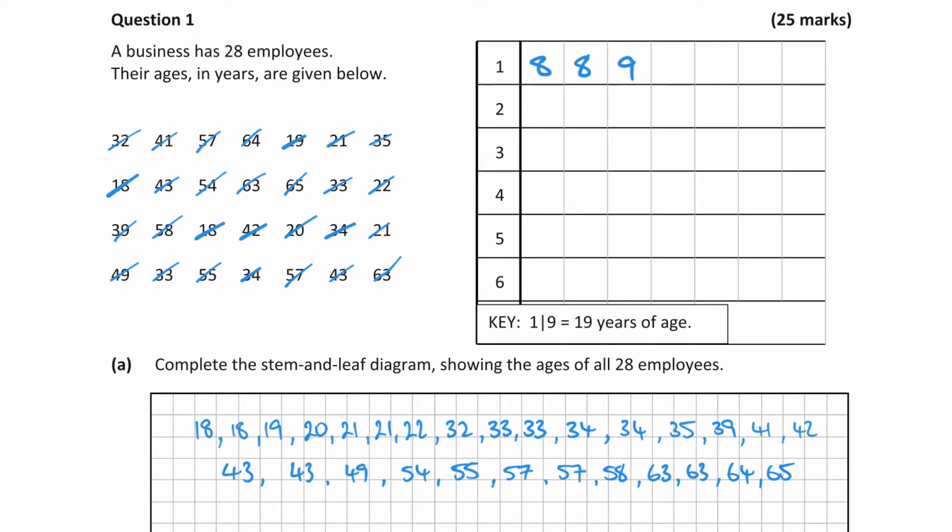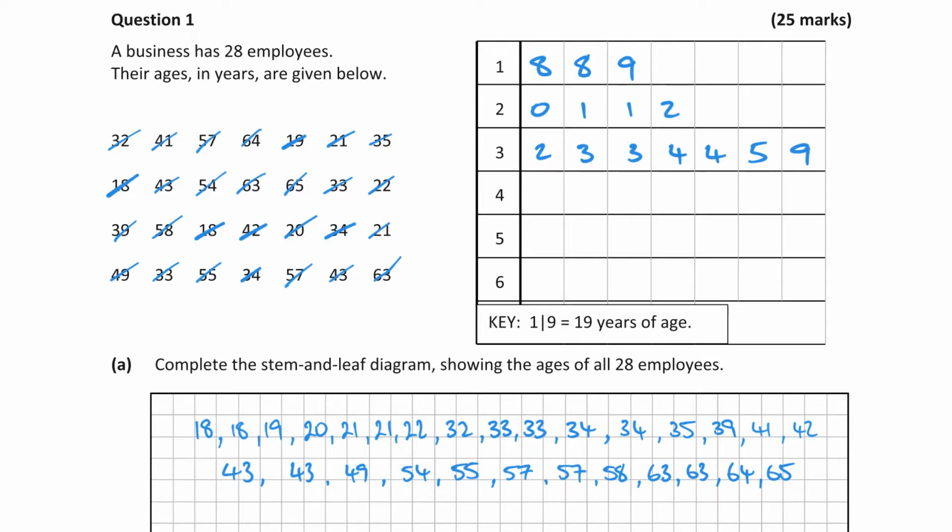The 20s. We'll have 20, so 2 and 0 represents the first one. 21 and 21. And we've got 22 to put in also. Now we're looking at our 30s. We've got 32, 33, 33, 34, 34, 35, and 39. So 2 represents 32, 3 represents 33, 3 represents the next 33, 4 represents the 34, and 4 represents the next 34. And then we have 35, and then we have 39.